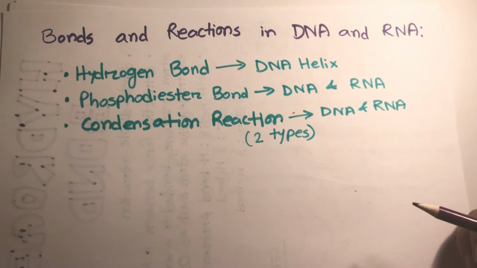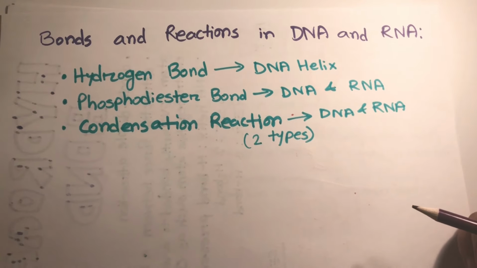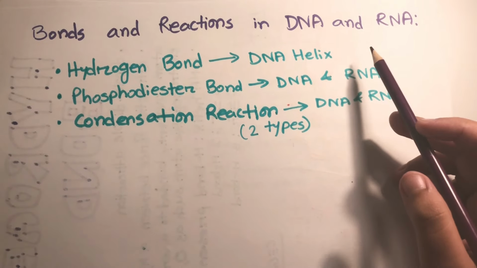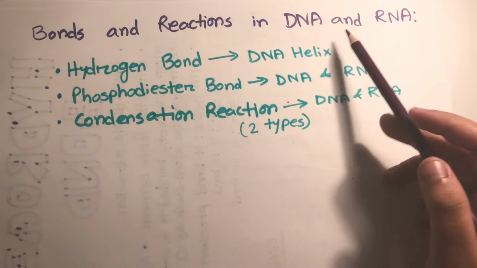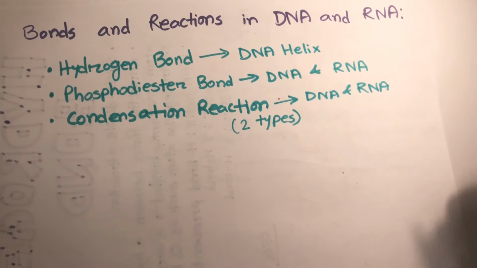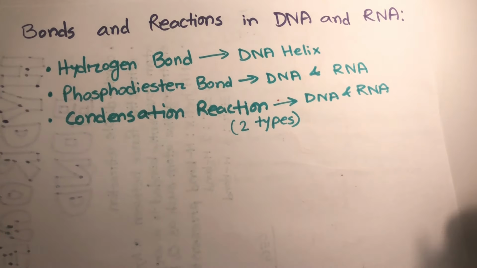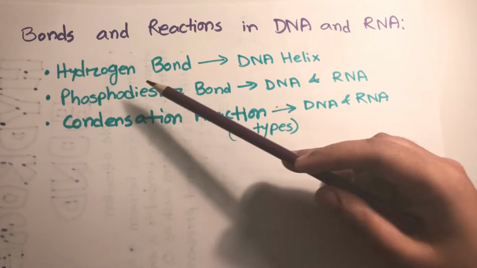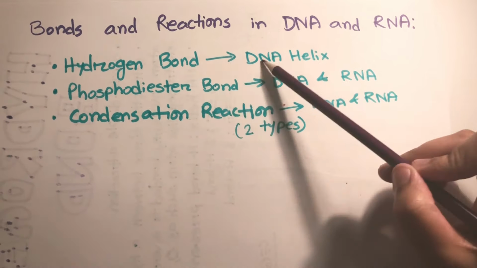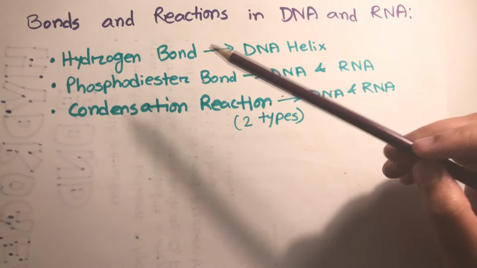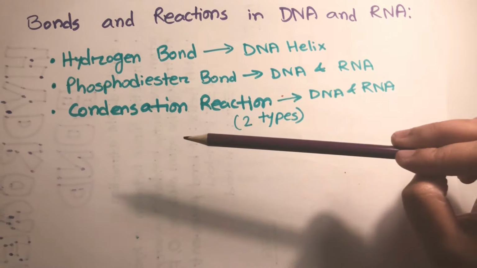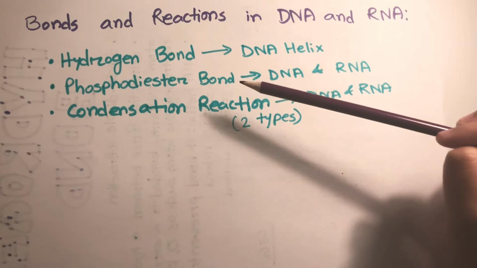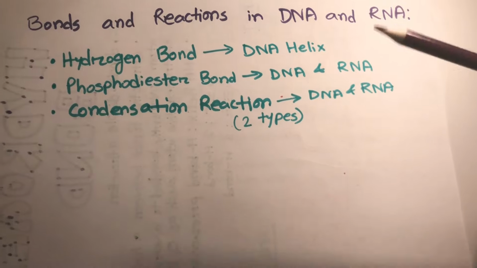Today I'm going to talk about the bonds and reactions which are present in DNA and RNA. In my previous videos, I have already talked about the structures of DNA and RNA. So let's look at the bonds and reactions which are present in DNA and RNA today. Firstly, I'm going to talk about the hydrogen bond, which is present in the DNA helix. And then I'm going to talk about the phosphodiester bond and the condensation reaction. These two bonds and reactions are present both in DNA and RNA.